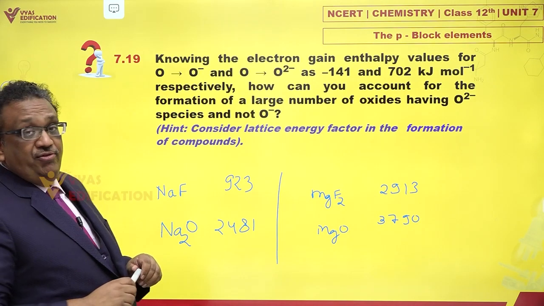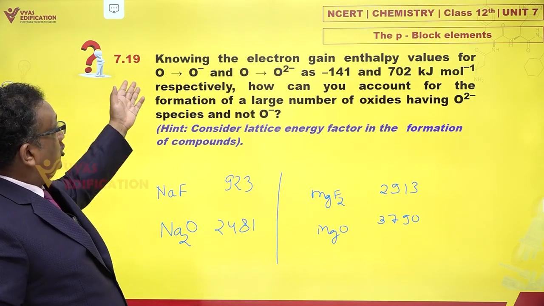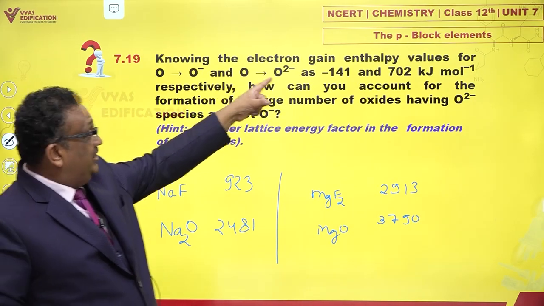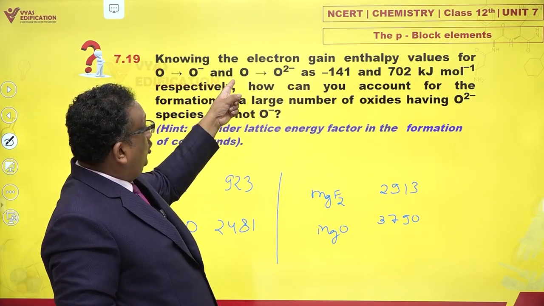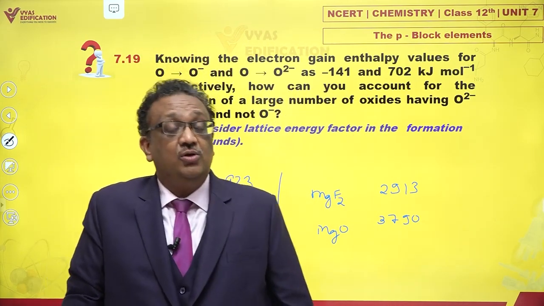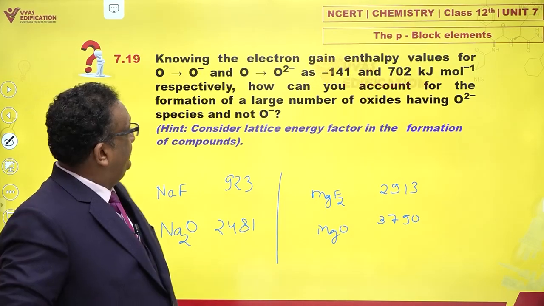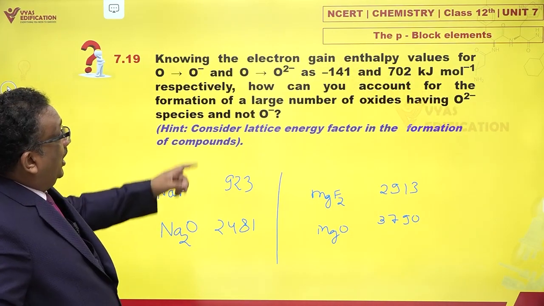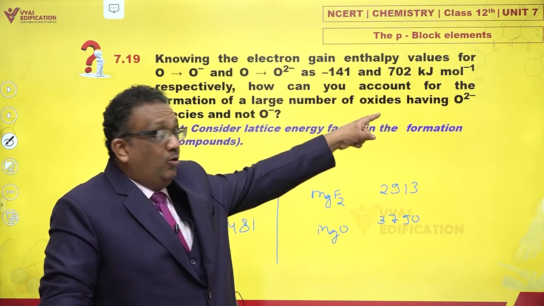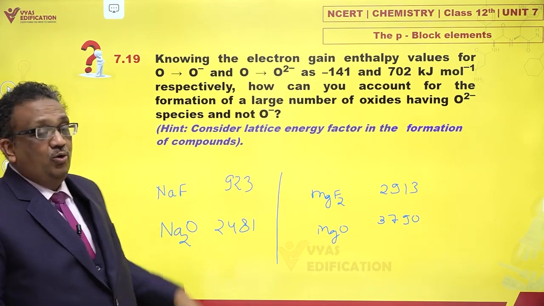Knowing the electron gain enthalpy values for O to O minus is minus 141, which is exothermic. Please note the negative sign. And O to oxide ion are 702 kilojoules per mole, which is grossly endothermic, my dears. Please note. Respectively, how can you account for the formation of large number of oxides having O minus 2 and not having O minus?